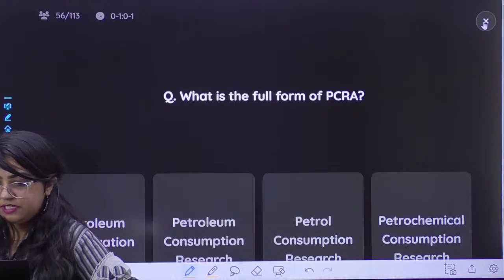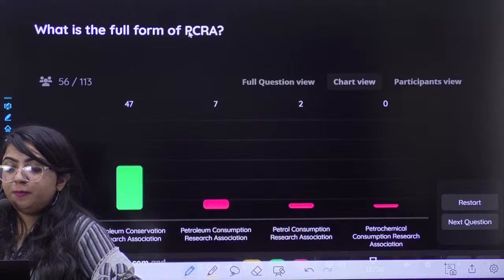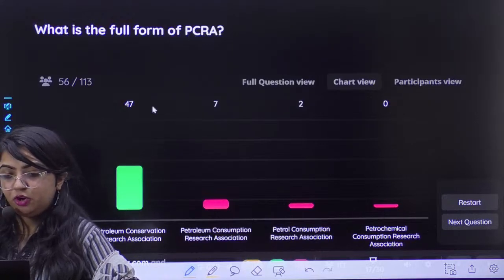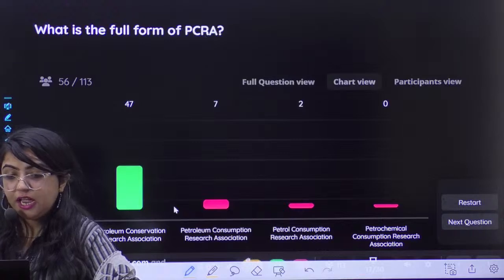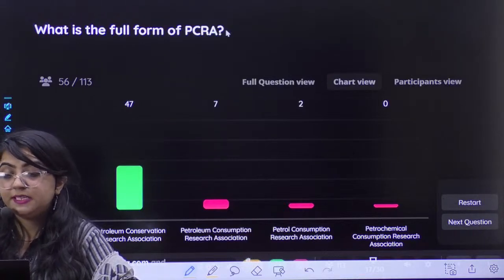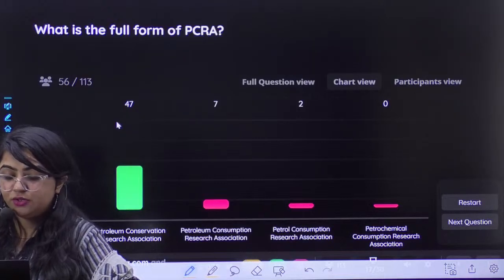Okay, so now we are checking its correct answer. The correct full form of PCRA is P is petroleum, C is conservation, R is research and A is association. So PCRA stands for Petroleum Conservation Research Association.